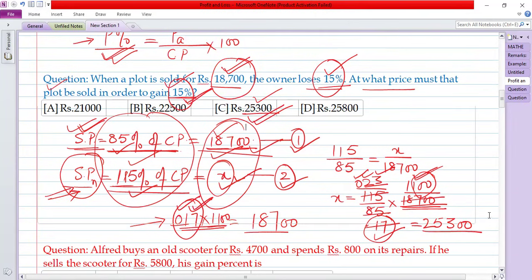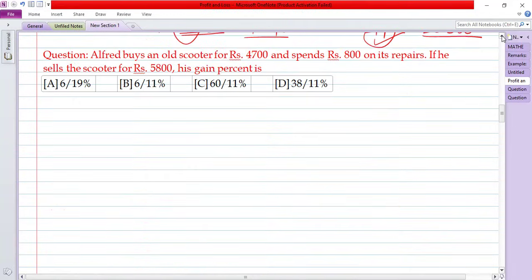So basically, these two equations are important: 85% of cost price, which is this, and 115% of cost price, which we have to calculate. After that, simply by dividing the equations, we get the value of X, the required selling price. So this question is comparatively easy.